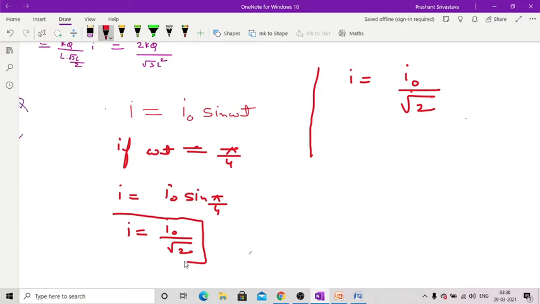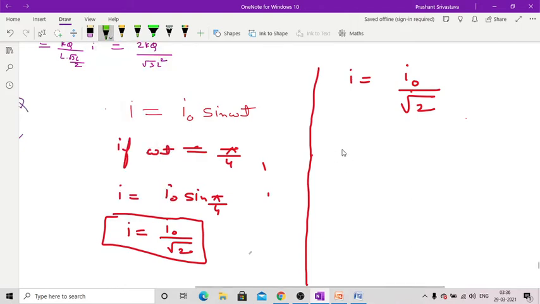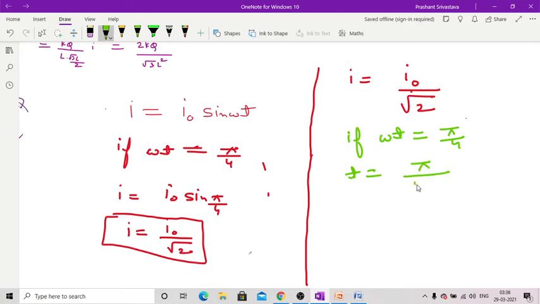It means that omega t is equal to pi by 4. So if omega t is equal to pi by 4, then t is equal to pi upon 4 omega. Omega is angular frequency, and you know the formula of angular frequency: omega is equal to 2 pi f.